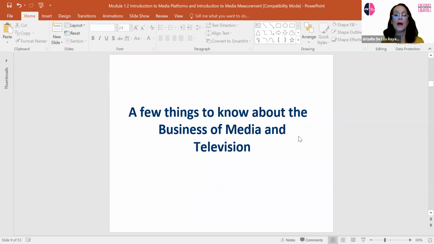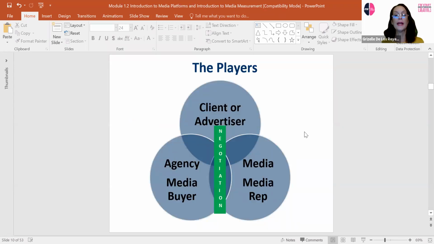So let's talk about the media in general, and we're gonna get into broadcast and TV. You have three players in this game. You have the client or the advertiser, you have the agency, which is the media buyer, the media planner, the whole media department, and then you have the media rep, which are the sellers. Remember that everyone wants to negotiate, to place those ads for that message to get to the audience. So in the middle, there's something called negotiation, but remember always that each party has a different agenda.